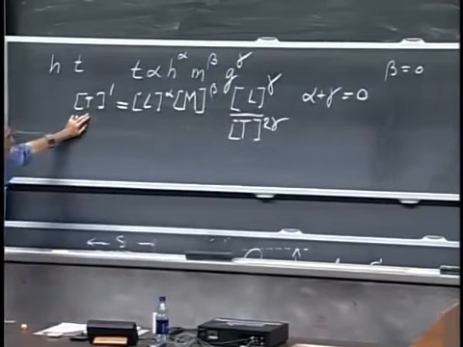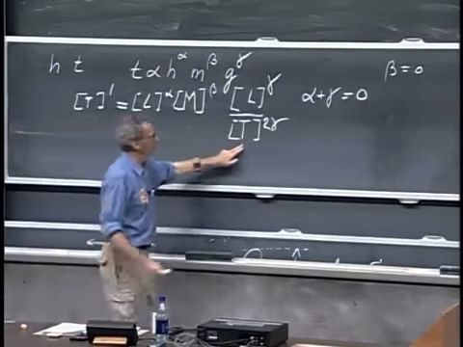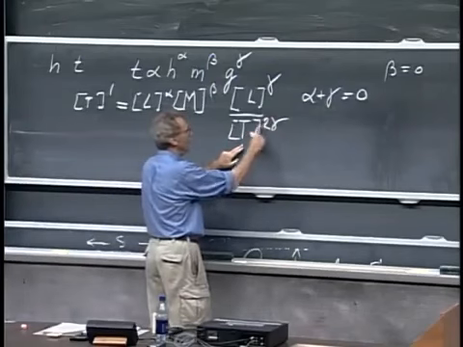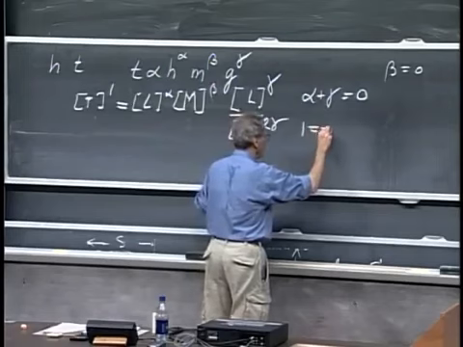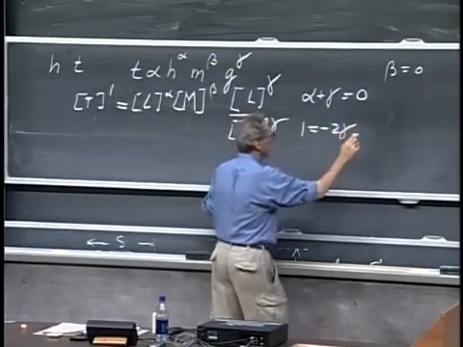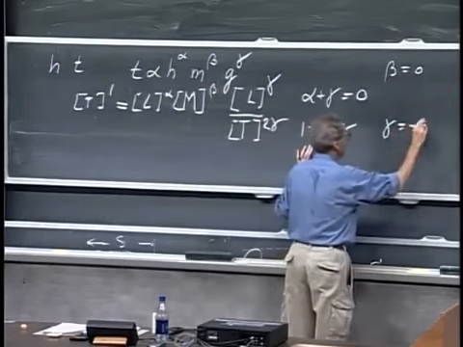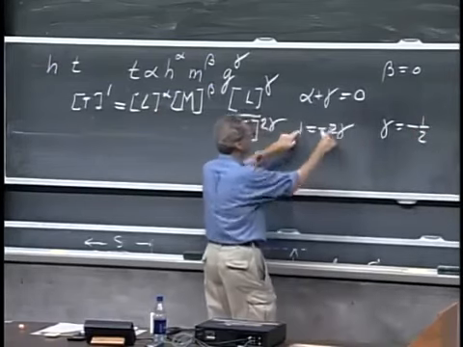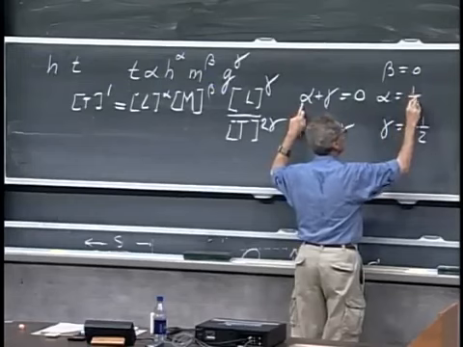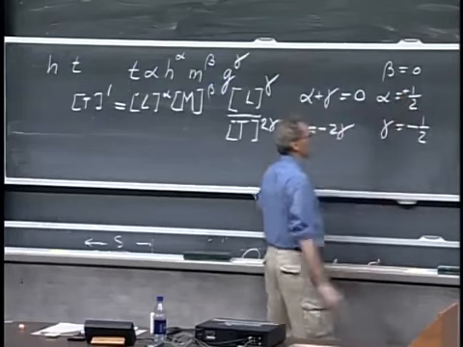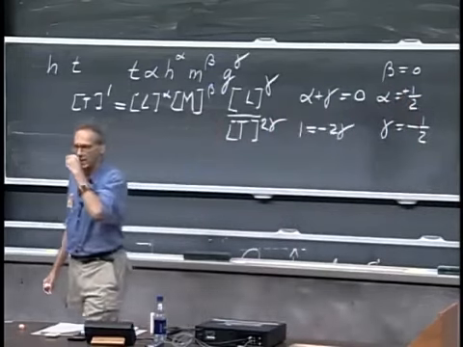There is T to the power 1 here, and there is here T to the power minus 2 gamma. It's minus because it's downstairs. So 1 must be equal to minus 2 gamma. That means gamma must be minus 1/2. But if gamma is minus 1/2, then alpha equals plus 1/2. End of my dimensional analysis.